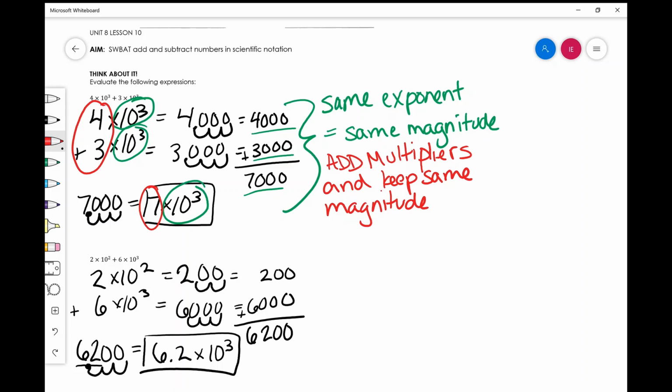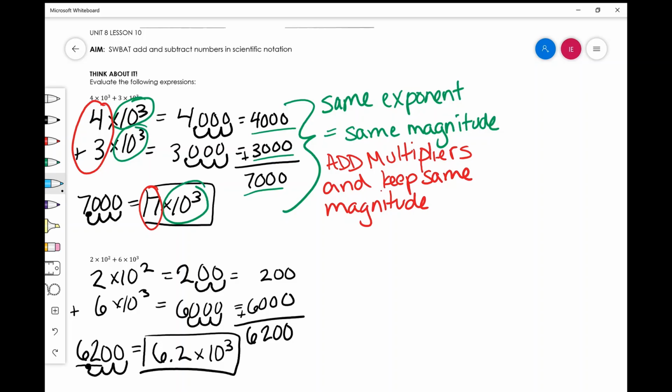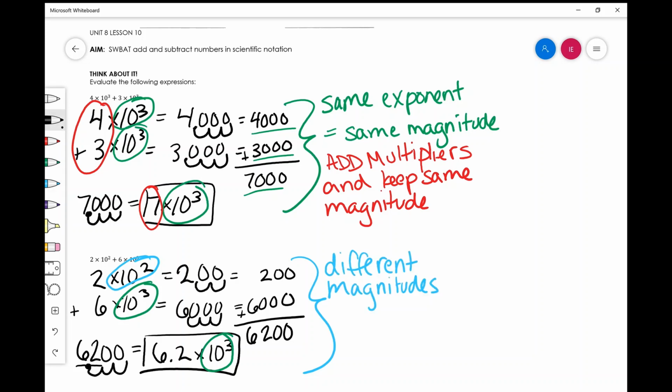What do we notice about example 2 that's different from example 1? In example 2, I have 10 to the second power and 10 to the third power, with our answer being 10 to the third power. In this case, do we have the same magnitude? No, we have different magnitudes. Our numbers in example 2 have different magnitudes, which means we cannot add our multipliers. As we go forward, we'll discuss how we can add these numbers in scientific notation.